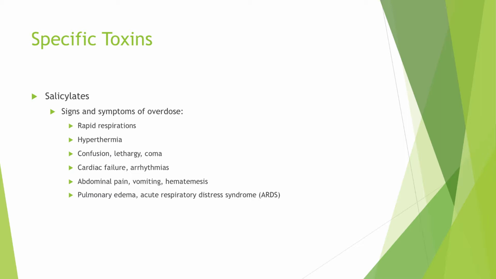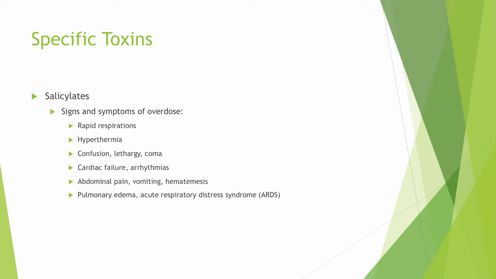Some typical signs and symptoms are going to be rapid respirations and hyperthermia. Okay, so how am I going to know the difference? Well, all this stuff should start cluing you into the overdose in the first place, with that hyperthermia. Confusion, lethargy, and coma. Cardiac dysrhythmias and failure.